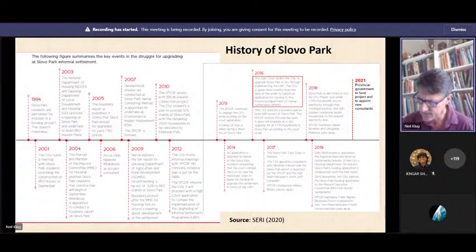In 2007, the community formed a formal organization called the Slovo Park Community Development Forum. They continued to negotiate with the city. The city varied how many sites and how many houses they could provide, from 600, 500 to 2,500. They continued to negotiate, but basically they never delivered.